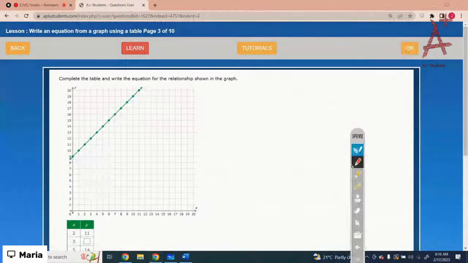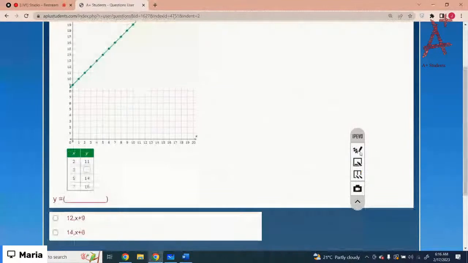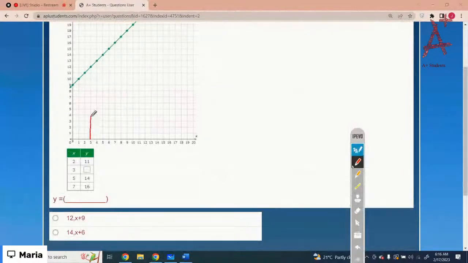Okay, complete the table and write the equation for the relationship shown. When x is 3, you have to find the value. So it would be, when x is 3, y value is 12. Got it? So which is the correct option?